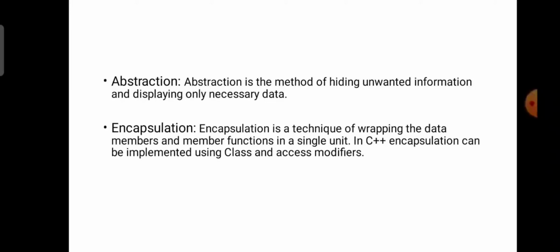So the next concept is encapsulation. Encapsulation is a technique of wrapping the data members and member functions in a single unit. Actually, it binds the data within a class and no outside method can access the data. If a data member is private, then only the member function can access the data. In C++, encapsulation can be implemented using classes and access modifiers.